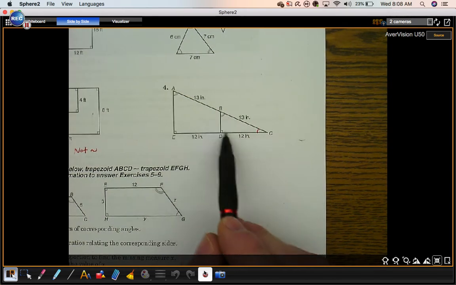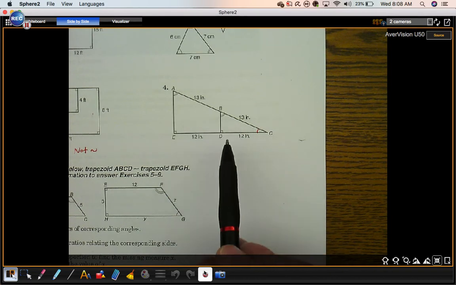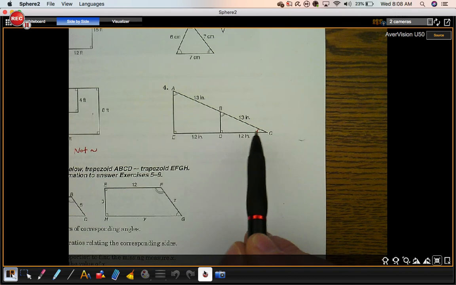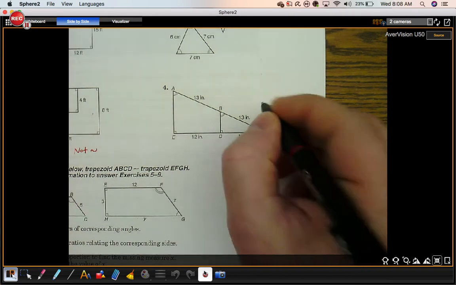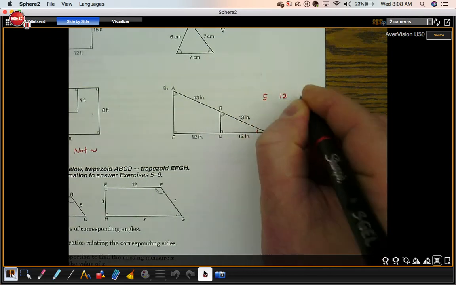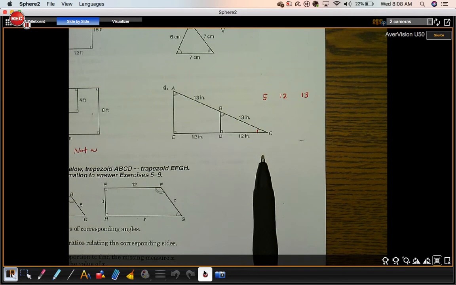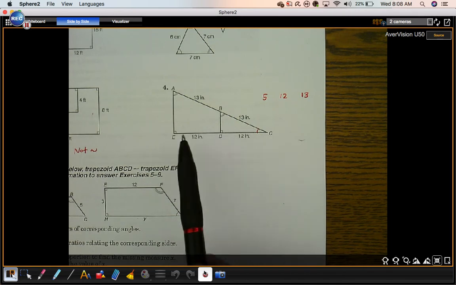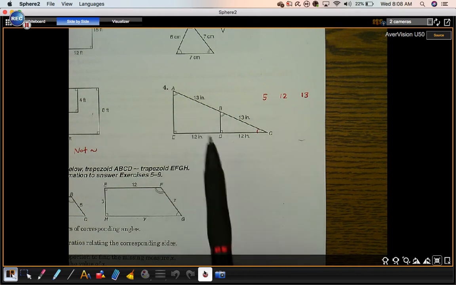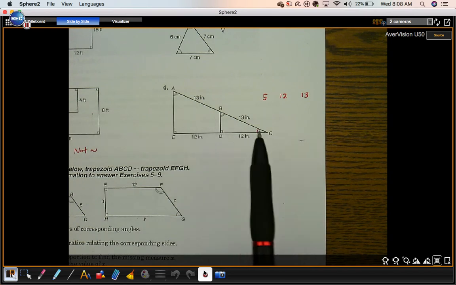So I'm going to look at my small triangle, and I'm going to notice that it's a right triangle. I have a short leg, a 12, and a 13. Something, 12, 13. Remember your Pythagorean triples, 5, 12, 13. Now we're going to compare that 5, 12, and 13 with the corresponding sides on this bigger triangle. So the smallest side on this big right triangle is 24.